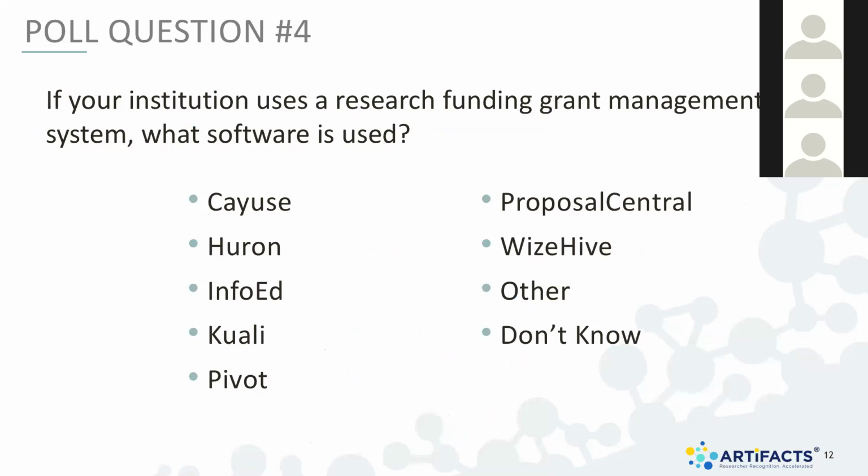And so from a research funding standpoint, we're interested to learn whether and what research funding grant management system software is used at your institution. So Cayuse, Huron, InfoEd, Koali, Pivot, Proposal Central, WiseHive are some of the options here that we wanted to bring forward. And there certainly may be others that surface. So I'll give you a few seconds here to complete the poll. Pivot's quite popular, and a lot of don't knows. Yeah, very good. Thank you.